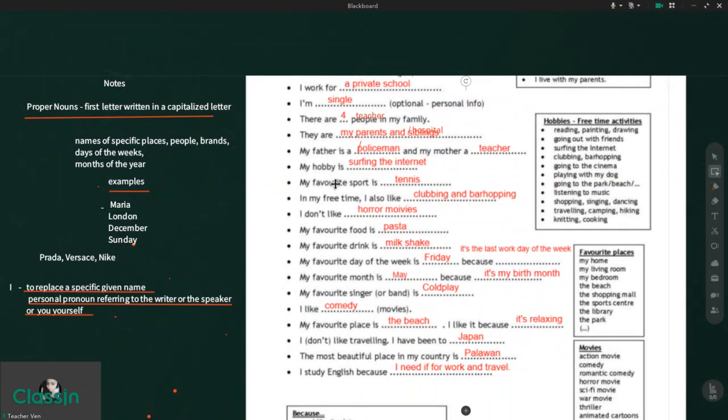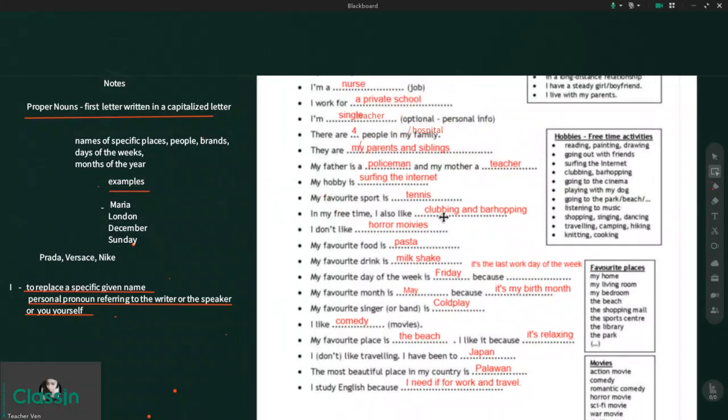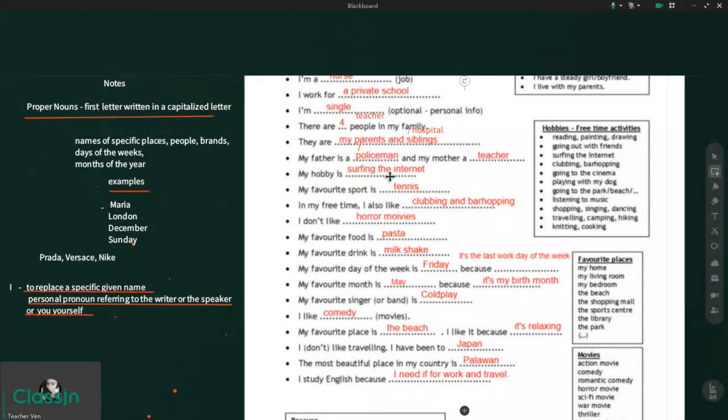My hobby. What are your hobbies? What are the things that you like to do? There are examples written here: hobbies, free time activities. It could be reading, painting, surfing the internet, traveling, camping, or going to the movies, to the cinema. In our example, my hobby is surfing the internet. If you like to surf the web, maybe try Facebook or YouTube. What are you doing? That's surfing the internet.